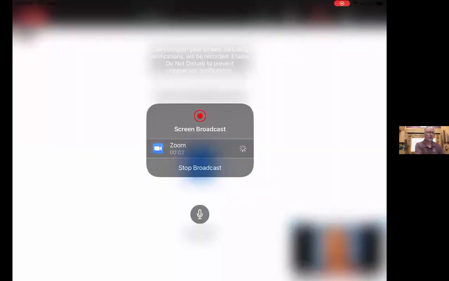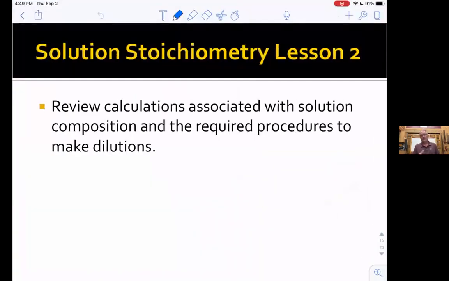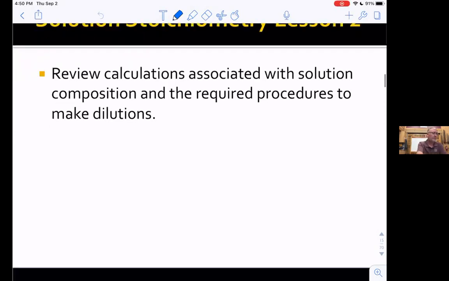So we'll go through and do a few problems and discuss the ways to numerically measure some of the calculations associated with these solution calculations. We're going to review those associated with solution composition and talk about some of the procedures to make dilutions. We're also going to talk about the heats of solution in terms of how solutions are formed, and it's one way to determine whether endothermic or exothermic, but we'll get there.